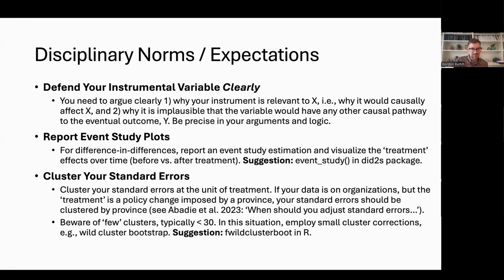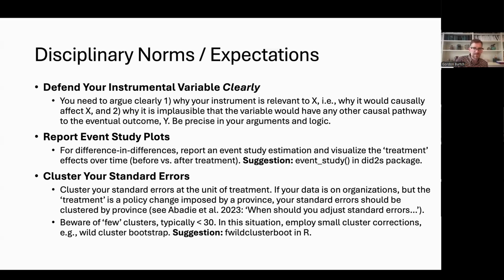I already said this first one, so I won't hammer it again. If you're using IV, be sure to clearly argue why it's valid and excluded, why you don't have other causal pathways in your model. For time series stuff with DID or synthetic control, you should assume you're going to present event study plots.